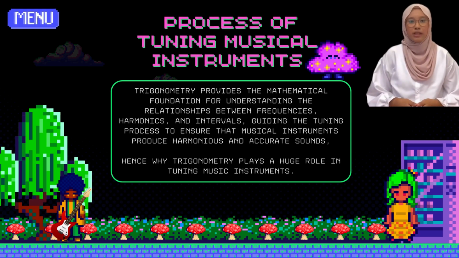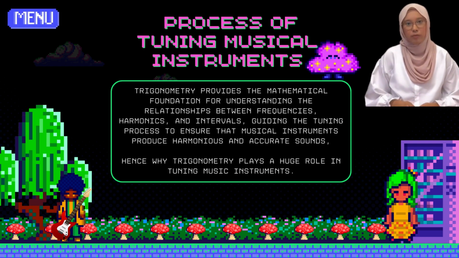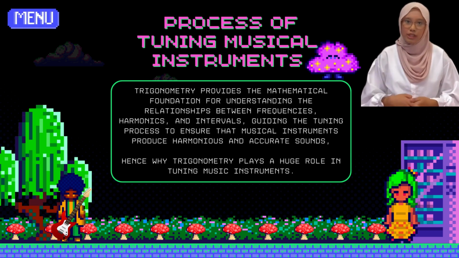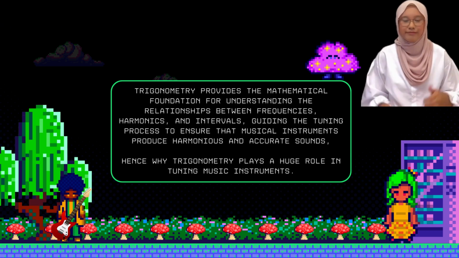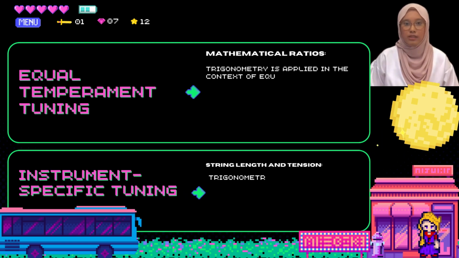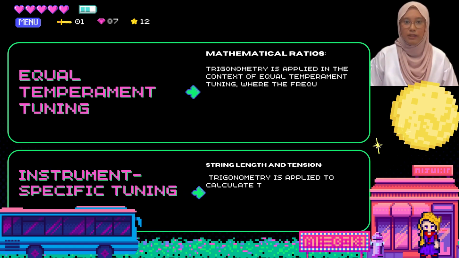The last application of trigonometry in music theory is the process of tuning musical instruments. Trigonometry helps us to understand the relationship between harmonics and intervals, guiding the tuning process in order for us to achieve accurate sound. For instance, equal temperament tuning, where the frequency ratios between the adjacent notes are based on specific mathematical ratios.